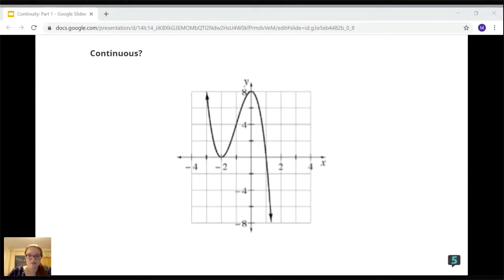Okay, good, Megan. Thank you for specifying that from the left and right. Yeah, Kimberly, from both sides. Yes, that it's 8 from both sides. f of 0 is also 8. So we have a continuous function at this point. We could use those steps in either.